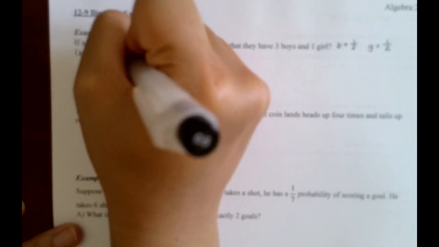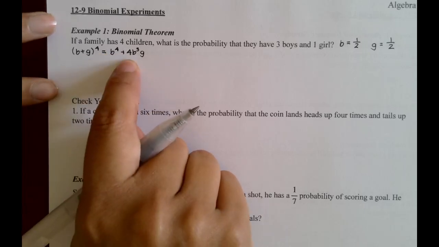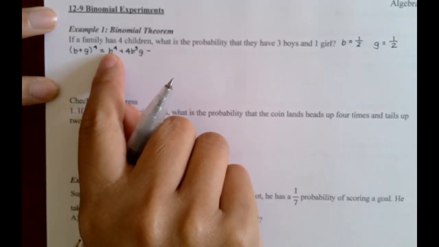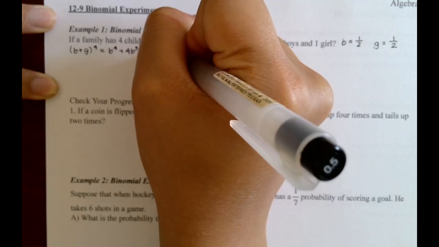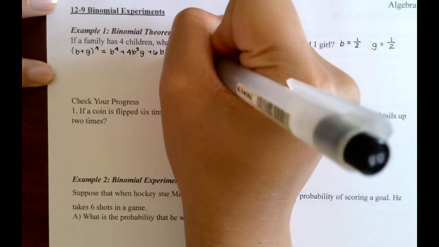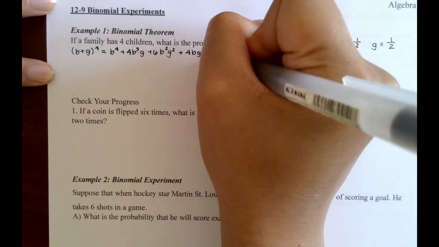And then whether we're using the binomial theorem, b to the 4th plus 4b cubed g. So remember, this is 4c0, 4c1, 4c2 is 6. And then 4c3 is 4 again, and then 4c4, there's only one option, and that's just g to the 4th.